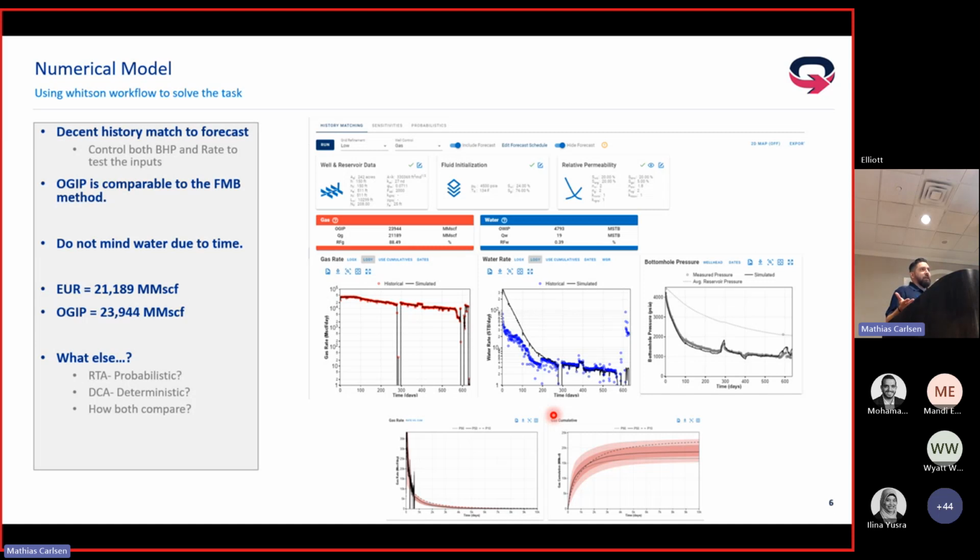What else? How can I add value to my analysis in the thought process? So I said, let's do probabilistic. It's available, it's quick. And let's do DCA. It's easy and also quick. So what I did is just, you see this plot, and I did this on purpose.